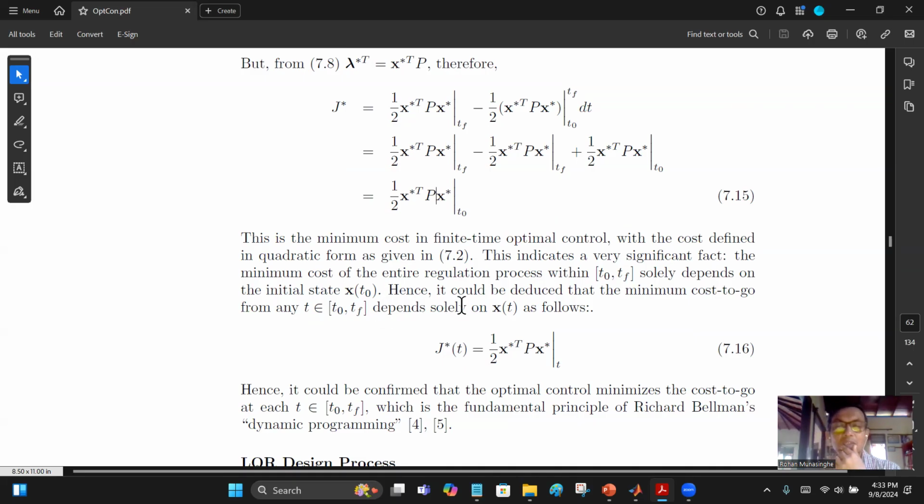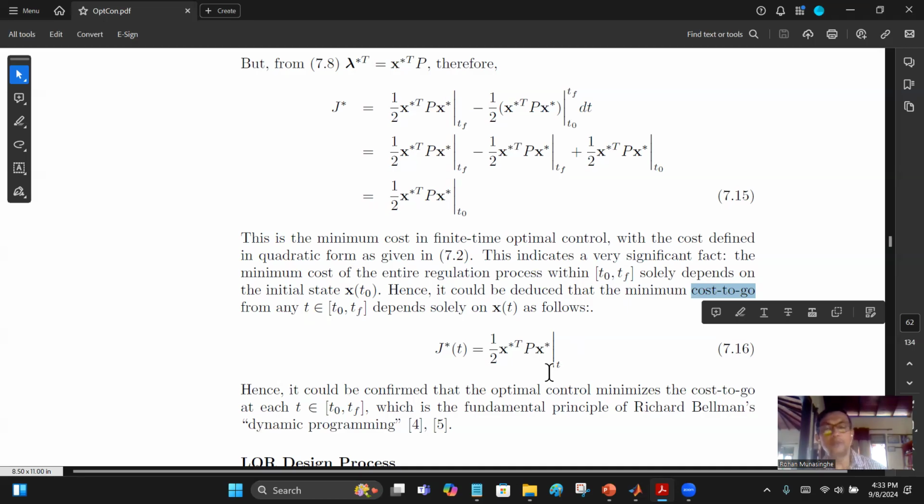So hence it could be deduced that the minimum cost to go, there you are, cost to go. Have you heard that term? Cost to go means, okay, from here onwards, what is the cost? You started somewhere, now you have come up to a certain point. From here onwards, what is the cost to go? So that is what is given in this expression actually.